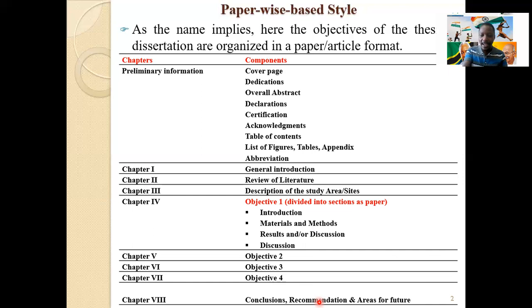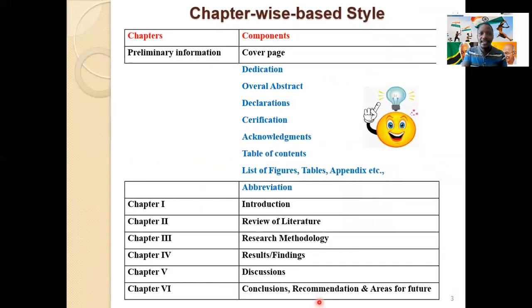Let's check on the other style, which is chapter-wise based style. As I tried to explain on the paper-wise based style, there is a minor difference which you need to understand and need to differentiate between these two. Normally, this preliminary information is almost the same, but you need to give the distinction and all those things up to the abbreviations on paper, and others may be added.